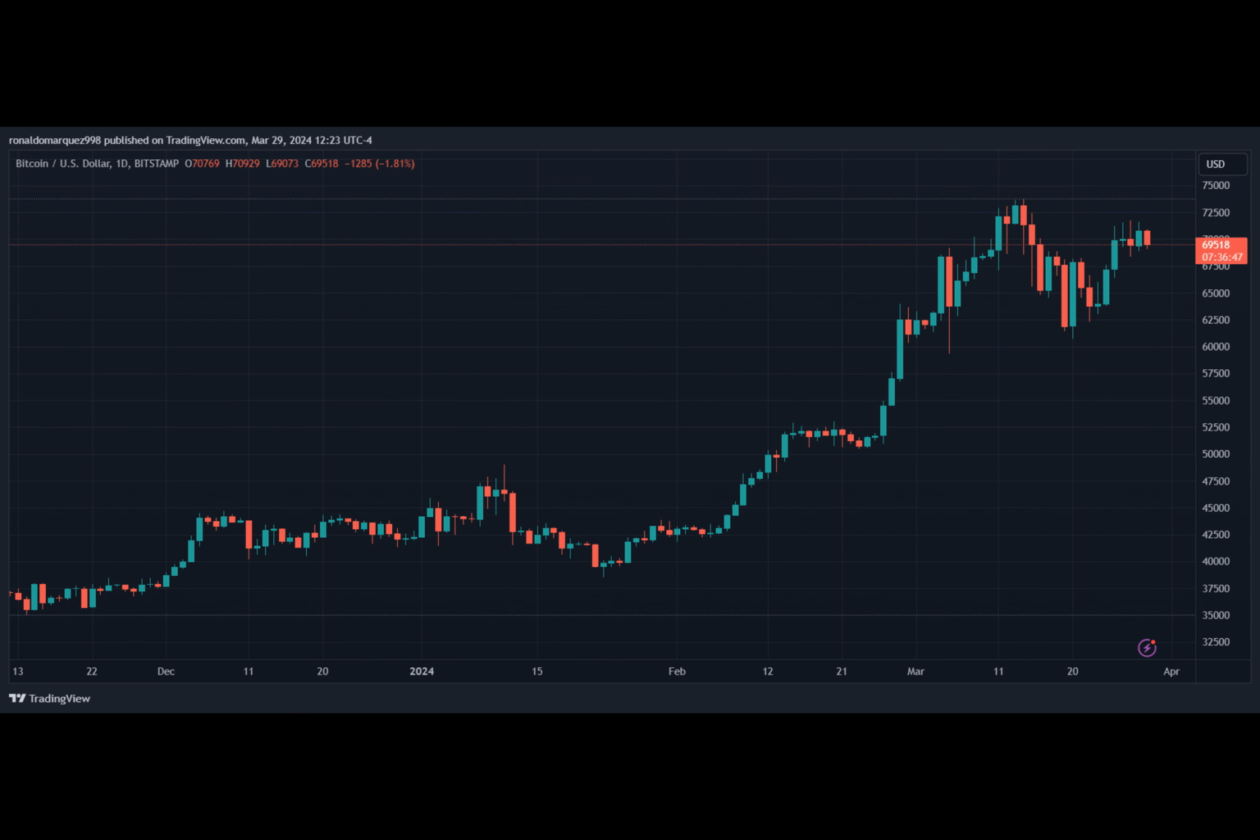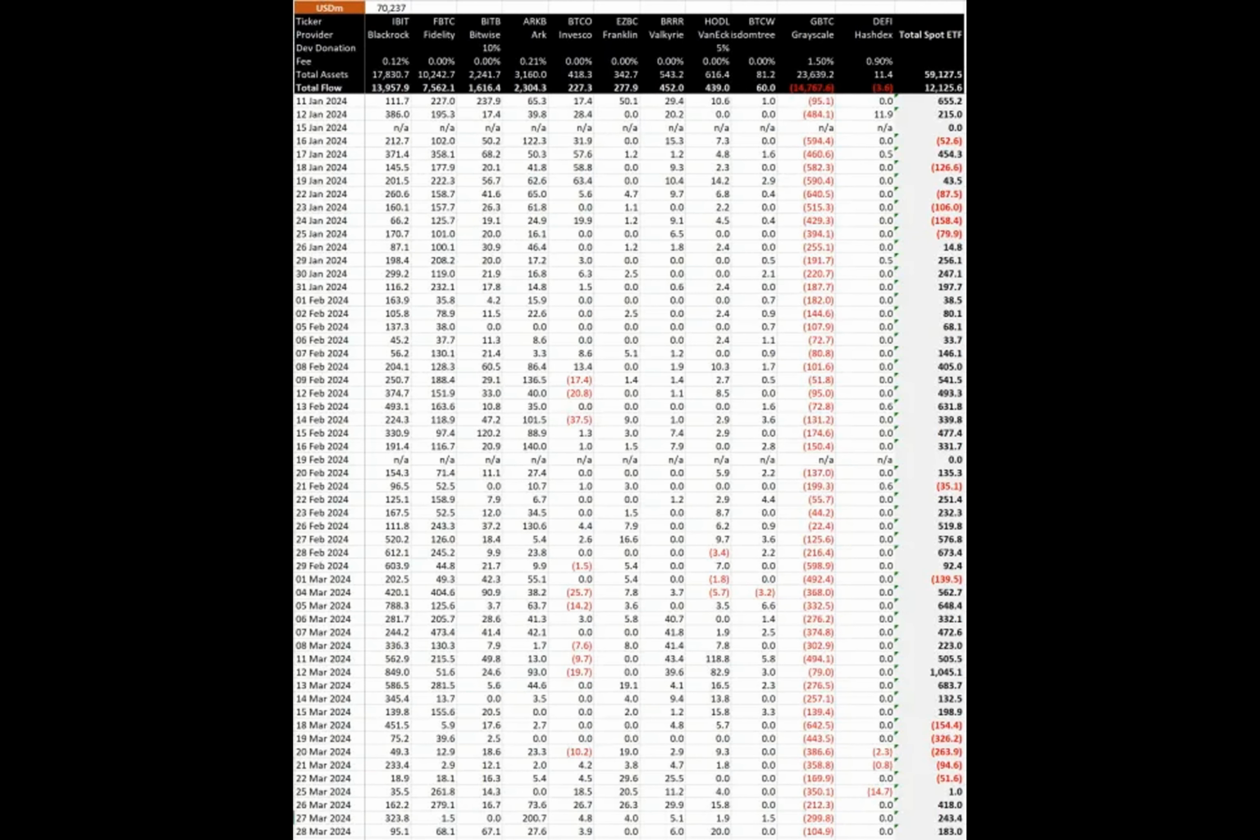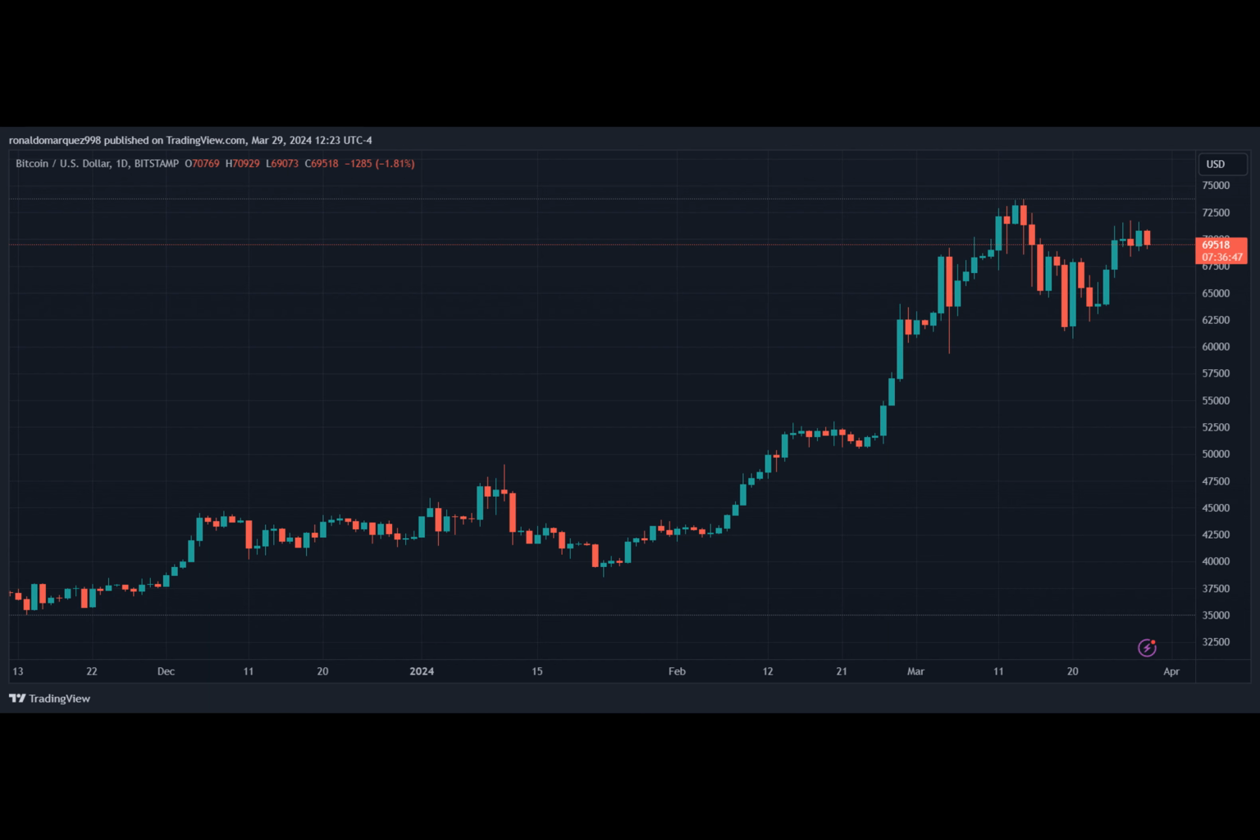All joking aside, though, the current leading cryptocurrency currently hovers near $69,500 after dipping slightly beneath the psychologically important $70,000 mark. Will it recover and surge higher? Only time will tell.